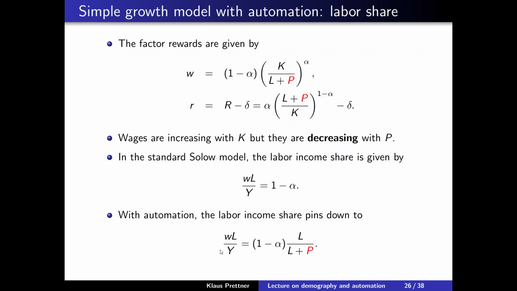What we also see is that the automation augmented Solow model nests the original Solow model. If the number of robots is 0, then everything here cancels out and we are back in the old version of the model. So the robot augmented, or automation augmented, Solow model is more general than the basic Solow model.